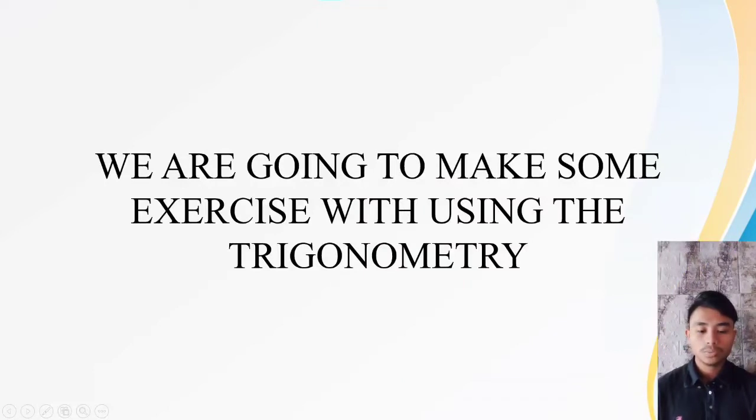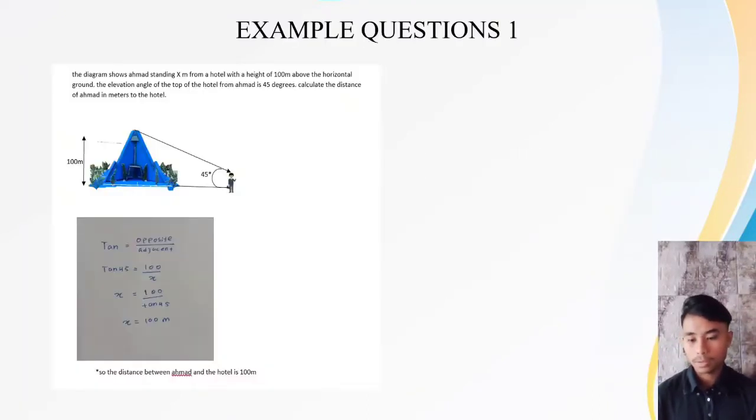Today we are going to do some exercises using trigonometry. Okay, we go to example question 1. The diagram shows Ahmad standing x meters from a hotel with a height of 100 meters above the horizontal ground. The angle of elevation of the top of the hotel from Ahmad is 45 degrees. Calculate the distance of Ahmad to the hotel in meters.